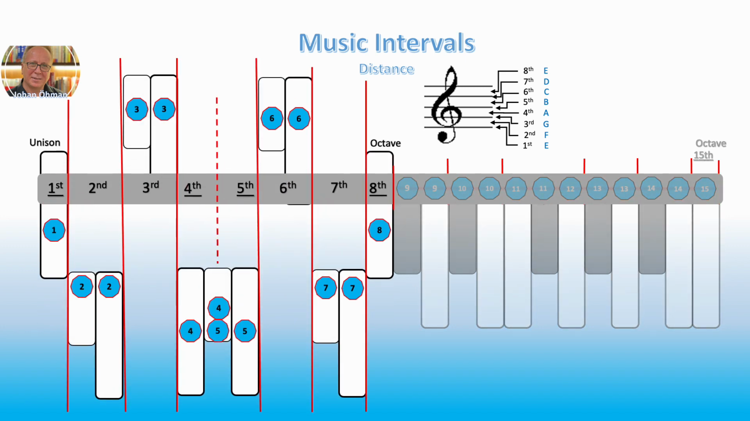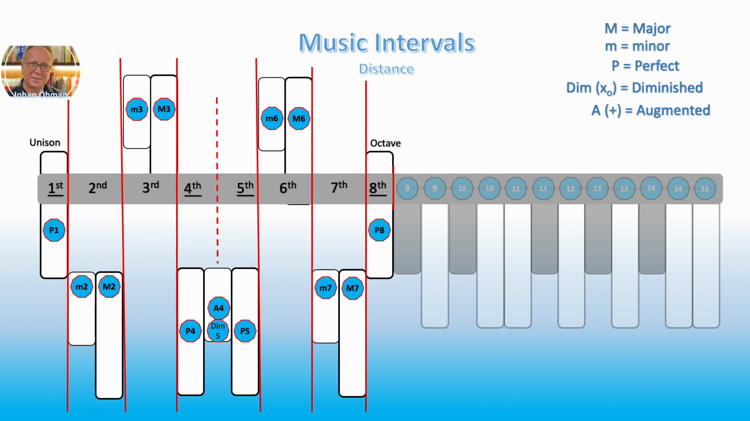The music interval comes in two measures, if you wish. The second, third, fourth, fifth is one measure that you can communicate, but you also have to define what type of third and what type of second you have. And those types of distances are major, minor, perfect, diminished, and augmented. So if you look at the third there, the third is one distance, but you have to define what type of third you have. If you have a major third or a minor third, those are two different distances.